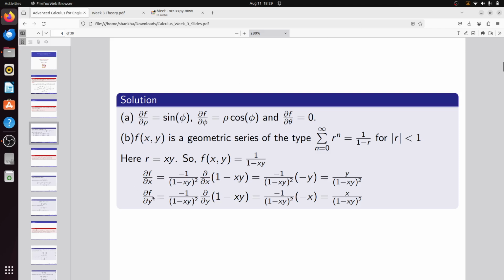See, so del f del x, you first have 1 by 1 minus xy, so you think of it as 1 by 1 minus x. So what will be the derivative? Minus of 1 by (1 minus xy) whole square. Now since it is not x, it is actually a function of x, right? So you need to take the partial derivative of 1 minus xy also. What is the ordinary derivative of 1 by x? It is minus 1 by x square.